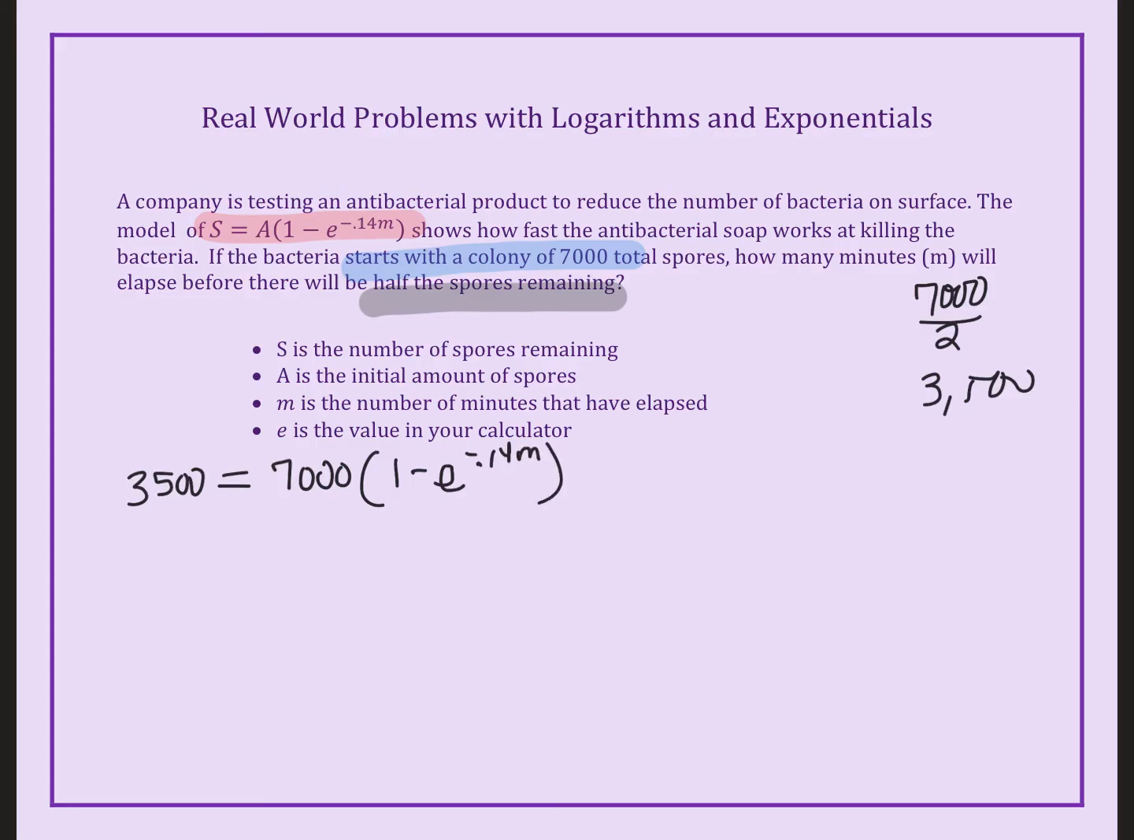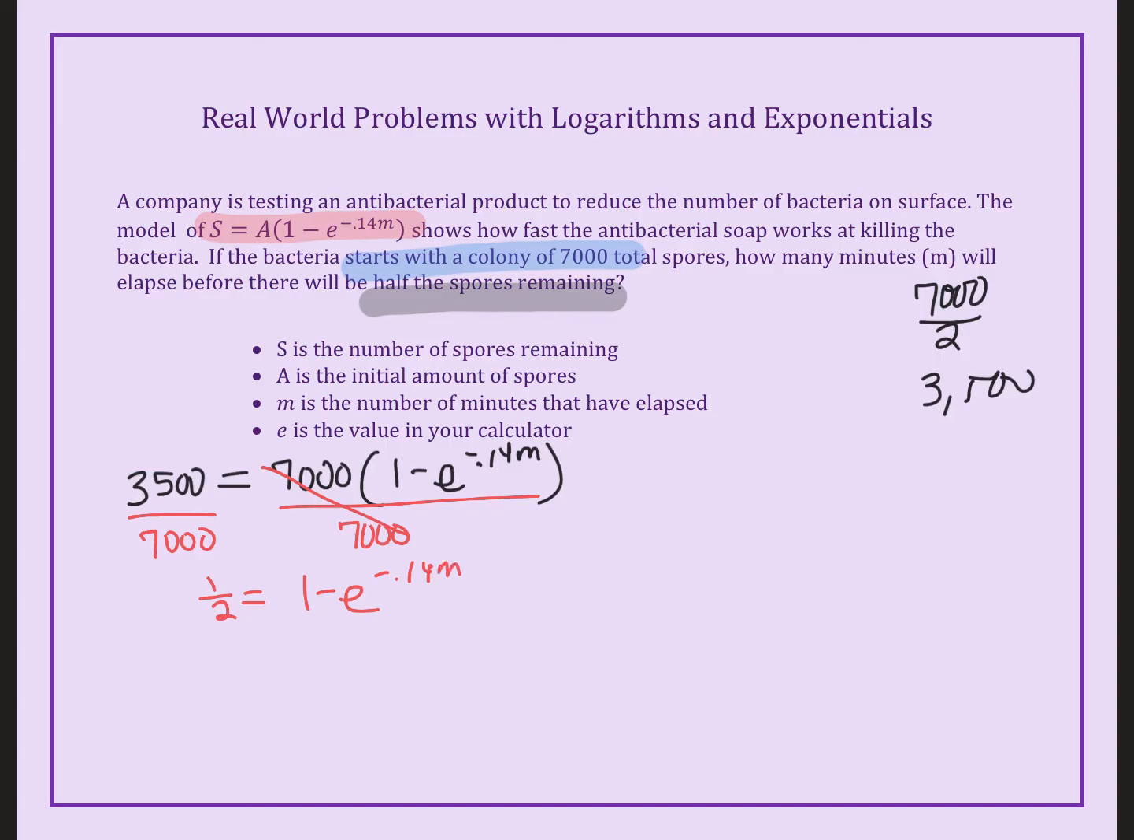So my goal now is to get that m value by itself. So we're going to do a lot of steps. So I want to get the m by itself. So first I'm going to divide by 7,000 on both sides. Now, I'm going to use a calculator for every step of this, okay? But to show my work, that now becomes 1/2 is equal to 1 minus e raised to the negative 0.14 m power.